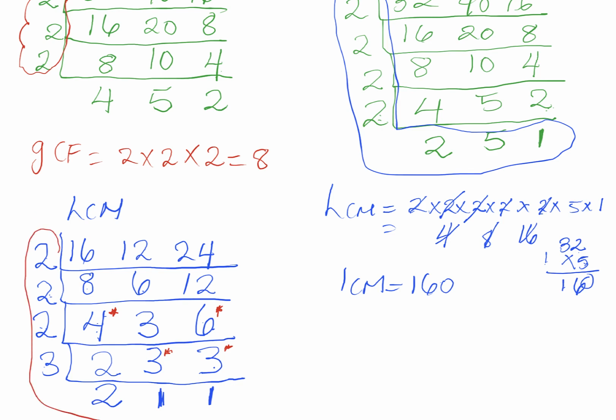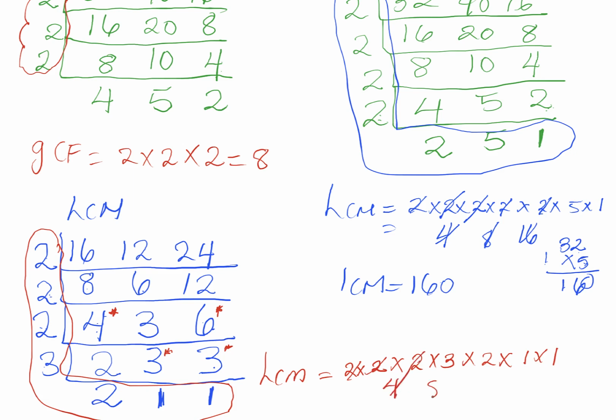is here on the outside. Remember LCM, you make that L, so your LCM is 2 times 2 times 2 times 3 times 2 times 1 times 1. 2 times 2 is 4. 4 times 2 is 8. 8 times 3 is 24. 24 times 2 is 48. And we all know 48 times 1 is 48. So our LCM of 16, 12, and 24 is 48.